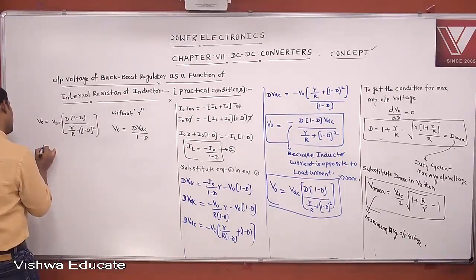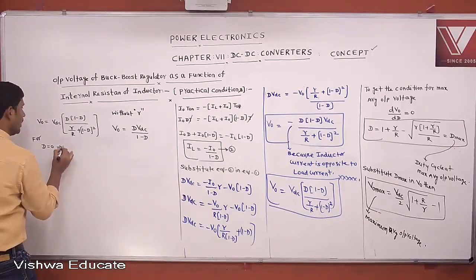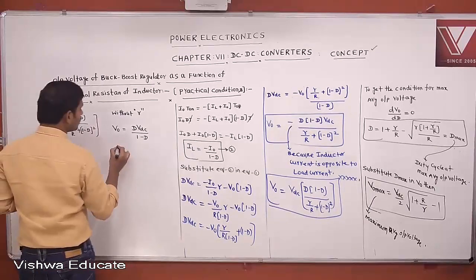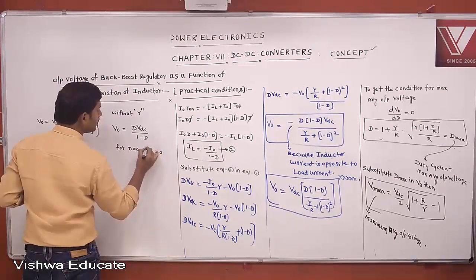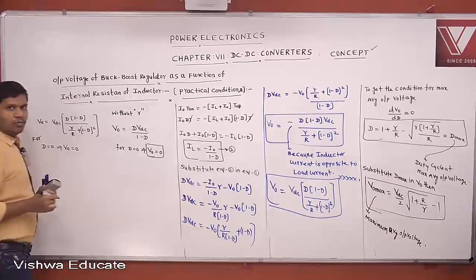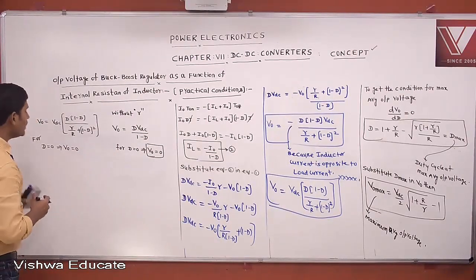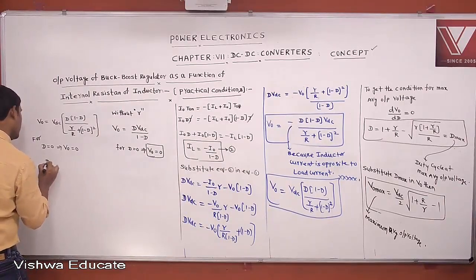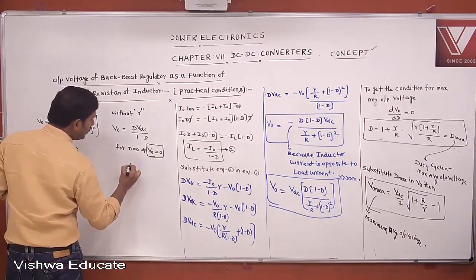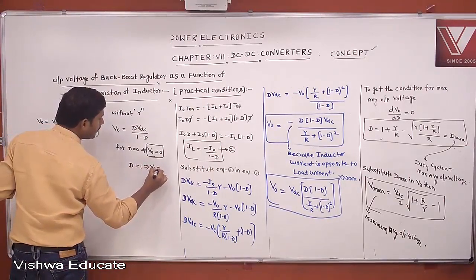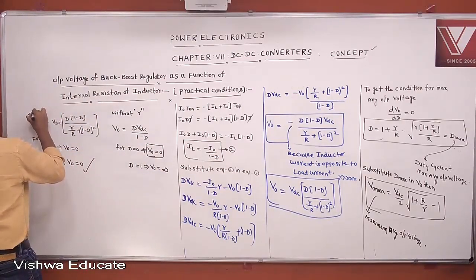Tell me. In this case, for D equal to 0, for duty cycle equal to 0, what is V0? 0. Here also, for D equal to 0, what is V0? 0. In both cases, with small r and without small r, average voltage equal to 0 for D equal to 0. For D equal to 1, what is V0? 0. Here for D equal to 1, what is V0? Infinity. But practically it is not possible. This is the practical case.